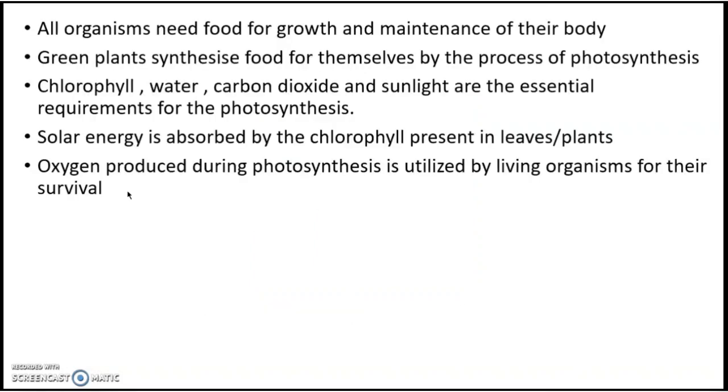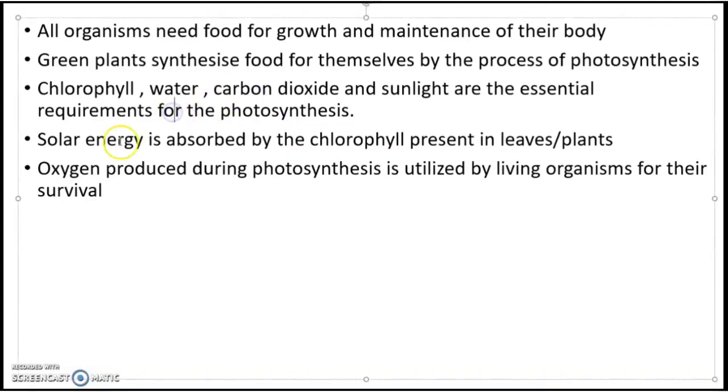Dear students, let us revise today's topics. All organisms need food for growth and maintenance of their body. Green plants synthesize food for themselves by the process of photosynthesis. Chlorophyll, water, carbon dioxide, and sunlight are the essential requirements for photosynthesis. Solar energy is absorbed by the chlorophyll present in leaves of plants. Oxygen produced during photosynthesis is utilized by living organisms for their survival.